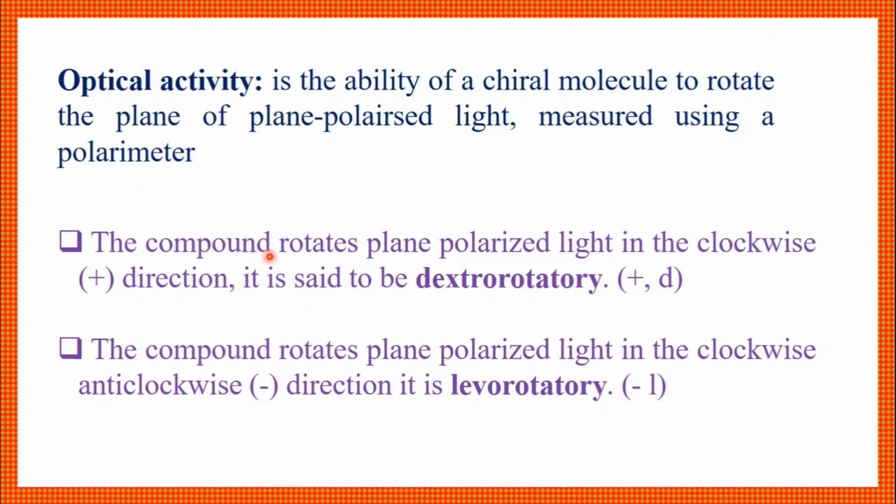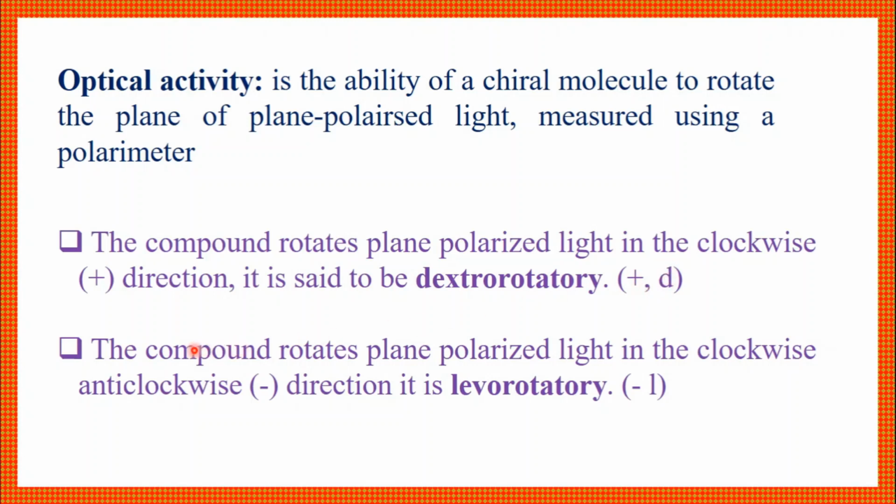What is meant by a dextrorotatory compound? The compound which rotates plane polarized light in a clockwise direction, to the right hand side, is said to be a dextrorotatory compound, and it is denoted by a plus sign or small d.